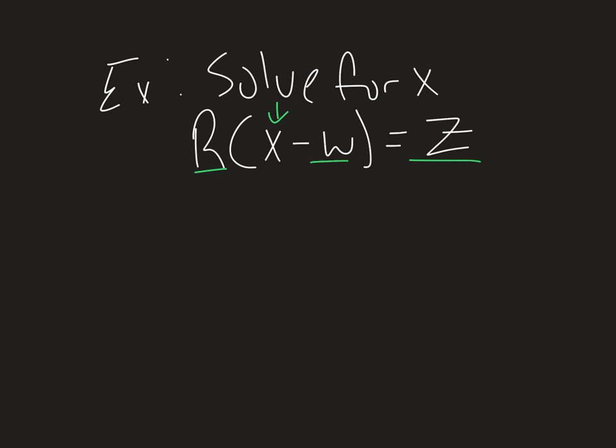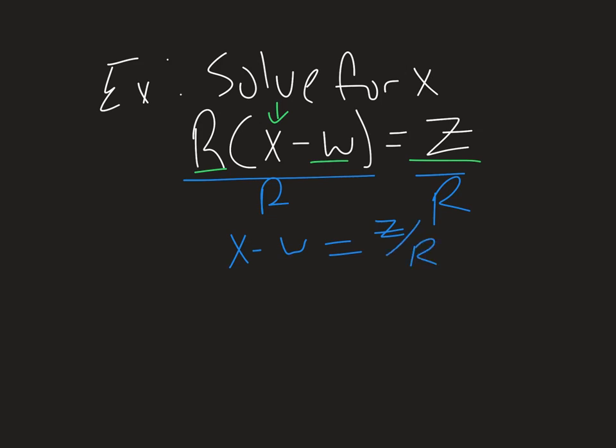Okay, so here's what happened. I had x, I subtracted w, and then I multiplied by r. Whatever those are, it could be 2, could be 7, could be pi, could be -2, whatever. So the first thing we're going to do is either distribute the r in or divide by r. I think I'm going to divide by r. So then x minus w is equal to z divided by r.